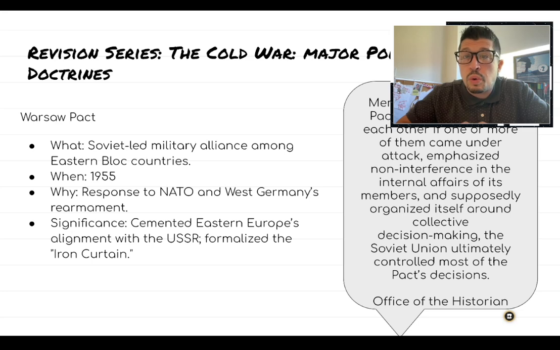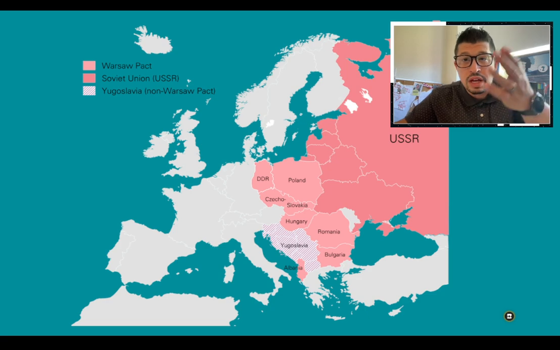So that is what Warsaw is, right? Warsaw is going to solidify, formalize that Iron Curtain that has descended across the continent. This is going to be in 1959 while Nikita Khrushchev is in power. And here we have that dividing line through Europe.